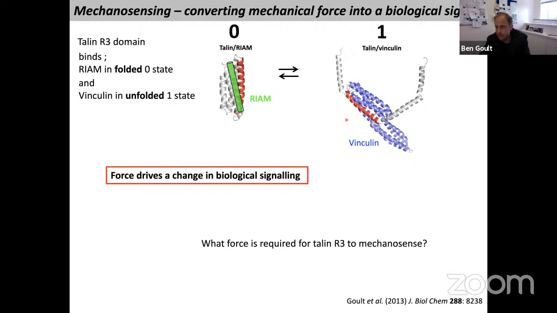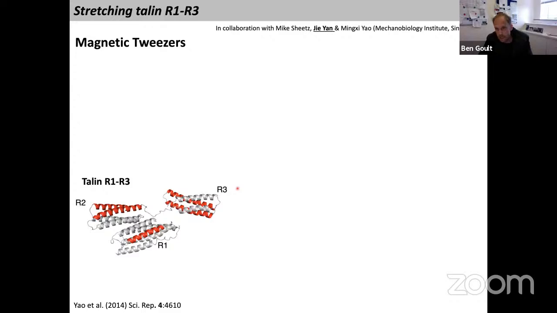And this led to a simple question: how hard do you have to pull on a molecule to get it to change its shape and change its biological signaling? And this led to a fantastic ongoing collaboration with Yan Ji in Singapore at the Mechanobiology Institute, and his awesome postdoc Ming-Chi Yao, who's now just set up his own lab back in China. But we wanted to ask that simple question: how hard would you have to pull on a molecule to change its shape and change its signaling?